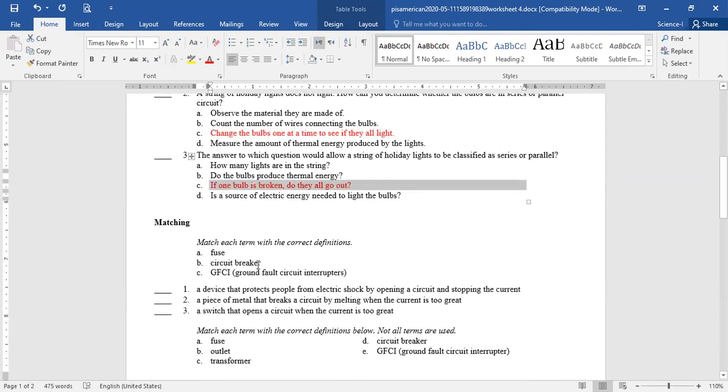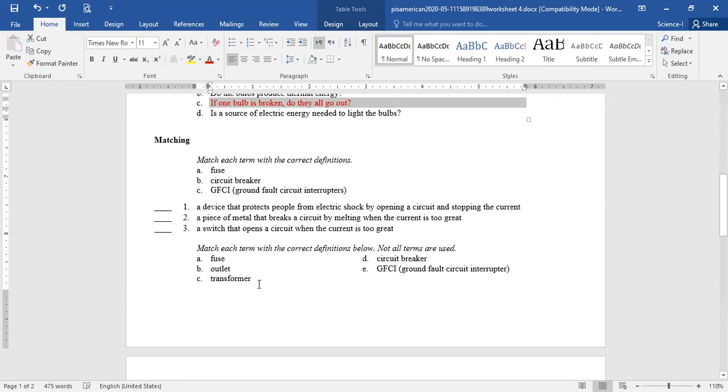We have the fuse, the circuit breaker, and the GFCI, or ground fault circuit interrupter. Okay, so just as a reminder, I'm going to refresh your mind about these three things, which are used to keep our house safe from burning due to electric shocks, and also to help prevent us from getting an electric shock.